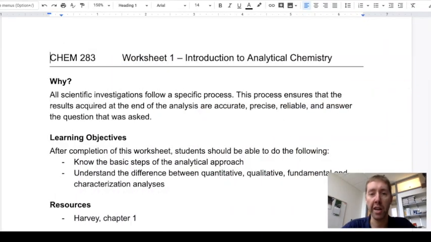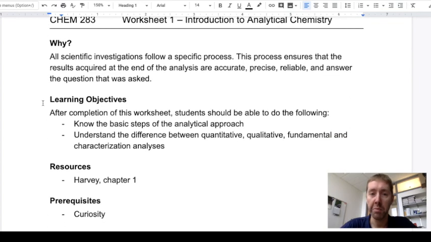Okay, so the next thing I want to talk about is the worksheets. So you can find those again through Canvas. So we'll look at worksheet 1. All the worksheets have a very similar format. So at the top of the worksheet there is some rationale for why you might want to learn about this topic. And one of the most important things of the worksheets are the learning objectives.